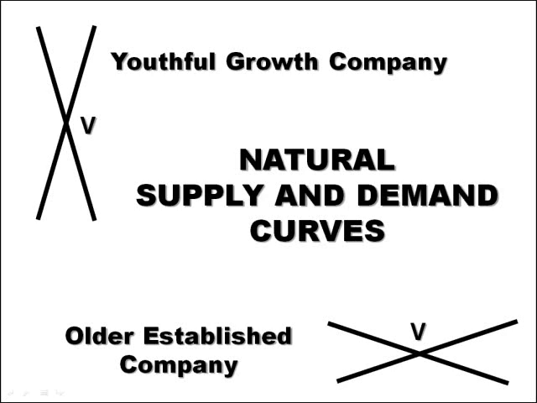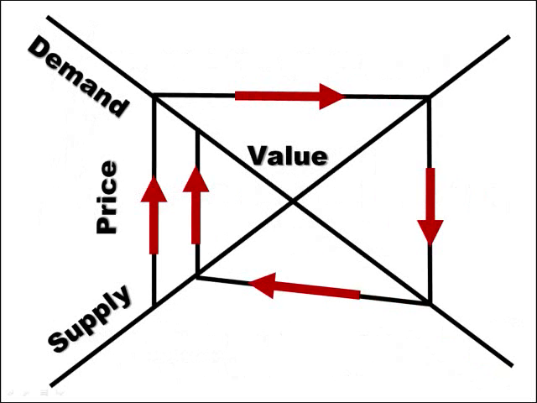The Youthful Growth Company, the supply and demand curves form an X, a very narrow X, steep sides and so forth. And the V in the middle is the value, the natural value that's put on there. So the natural supply and demand curves, now you have the older established company has a relatively flat curve, the X. Okay, so let's look at the X now. We have the demand curve goes down from left to right, and from left to right the supply curve goes up, and the price line runs around this, seeking the value in the center.